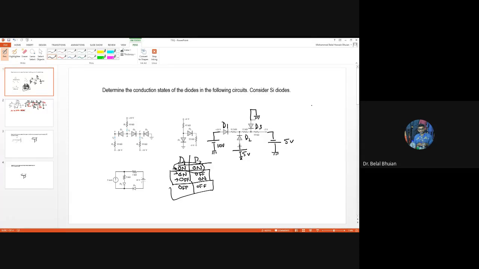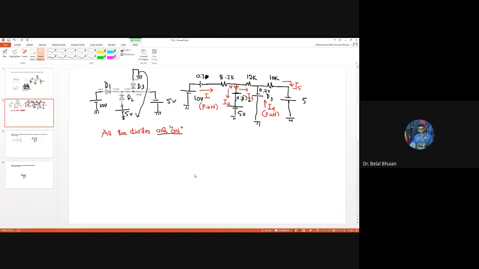Okay, so that's what I'm going to go. But if you want, you can go for D1 on and then D2 off. If I have time, I'll do that. So let's solve this problem considering D1 is on and D2 is off. Okay? For the time being, let's get back to our problem, where we assumed all the diodes are on.